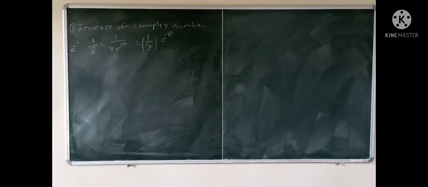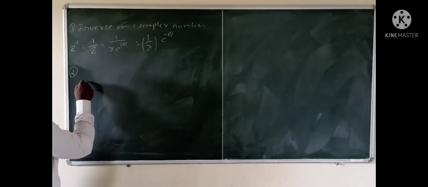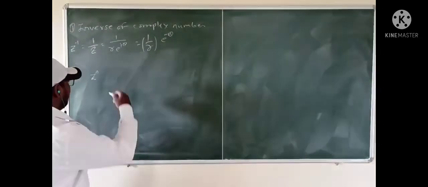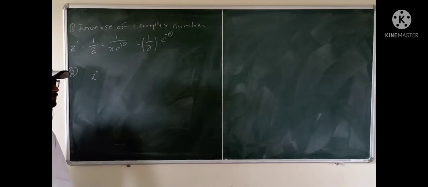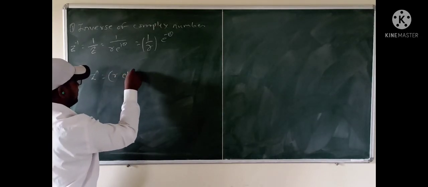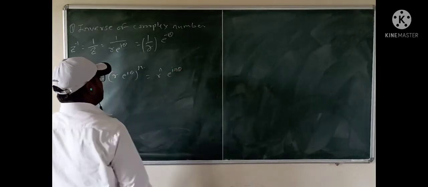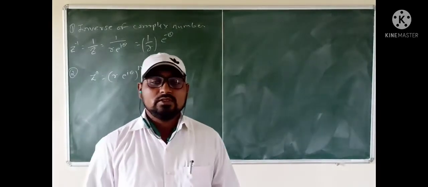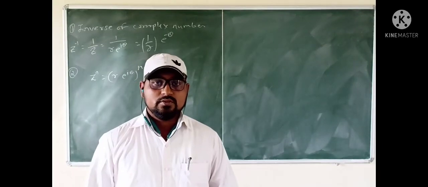The second property is the nth power of a complex number, that is z raised to n, where n is a positive or negative integer, so r e raised to i theta, all raised to n. Okay, so this is all about the exponential form of complex numbers. The remaining part we will study in the next lecture. Thank you.